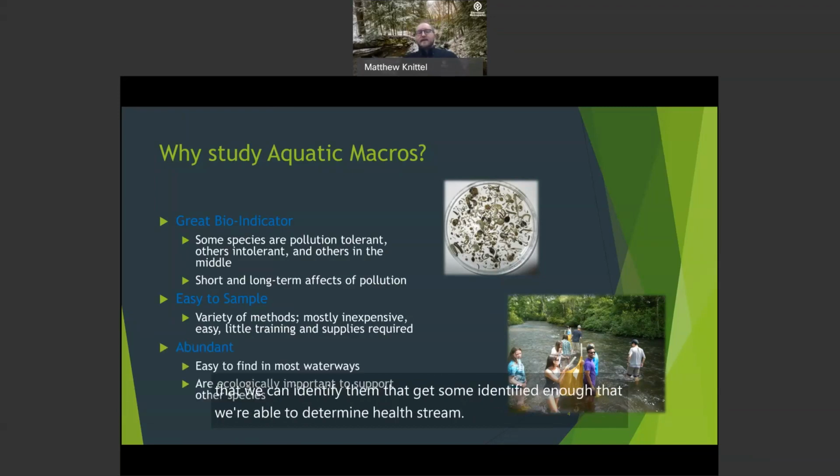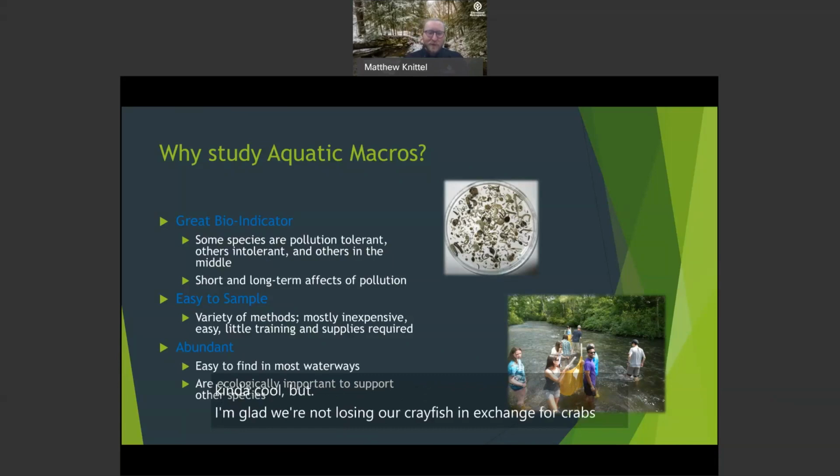And finally, macroinvertebrates are very abundant. We find them in pretty much all of our waterways, not just here in Cleveland Metro Parks or in Ohio or in the US, but around the world. I've worked with students who are based out of Costa Rica, and they've come up here and sampled, and they say that a lot of the macroinvertebrates we find are very similar to the ones that they find. One of the only main differences that they saw was that instead of crayfish, they have crabs in their streams. I think that'd be kind of cool, but I'm glad we're not losing our crayfish in exchange for crabs, because I think crayfish are pretty awesome as well.